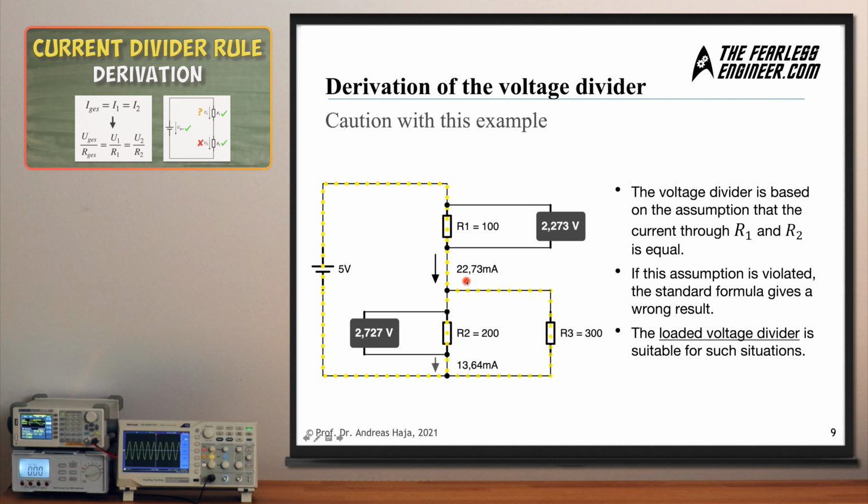So in such situations, the standard formula gives us a wrong result. And one way to solve this is to use another formula which is called the loaded voltage divider, which is something we're going to look at in one of the next videos. So take care, pay attention to these situations where you have something connected, a load connected to your voltage divider.